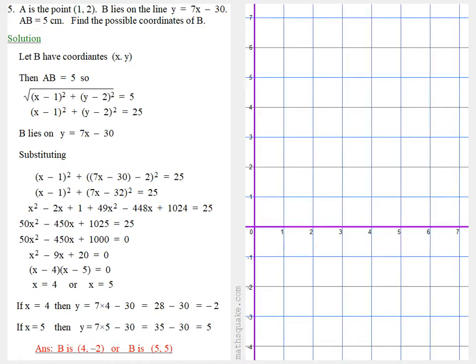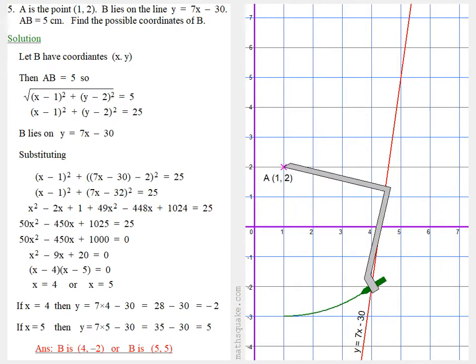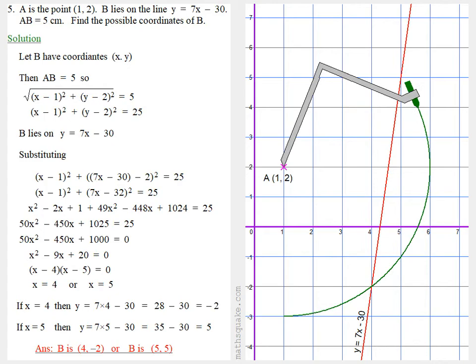We could also solve this problem by drawing a graph. So if we draw some axes, mark in the point A at (1, 2), and draw the line y equals 7x minus 30, we want a point on the line which is 5 units away from A. So if we place the compass point at A, open it 5 squares, and draw an arc to cross the line at 2 points, we see it crosses the line at the point (4, minus 2), or at the point (5, 5), which is the same answers as before.